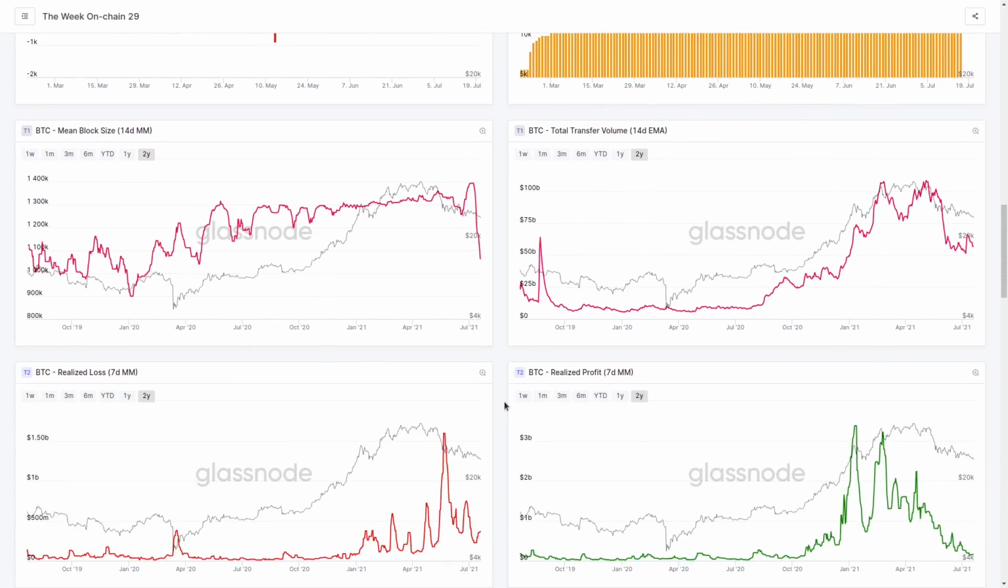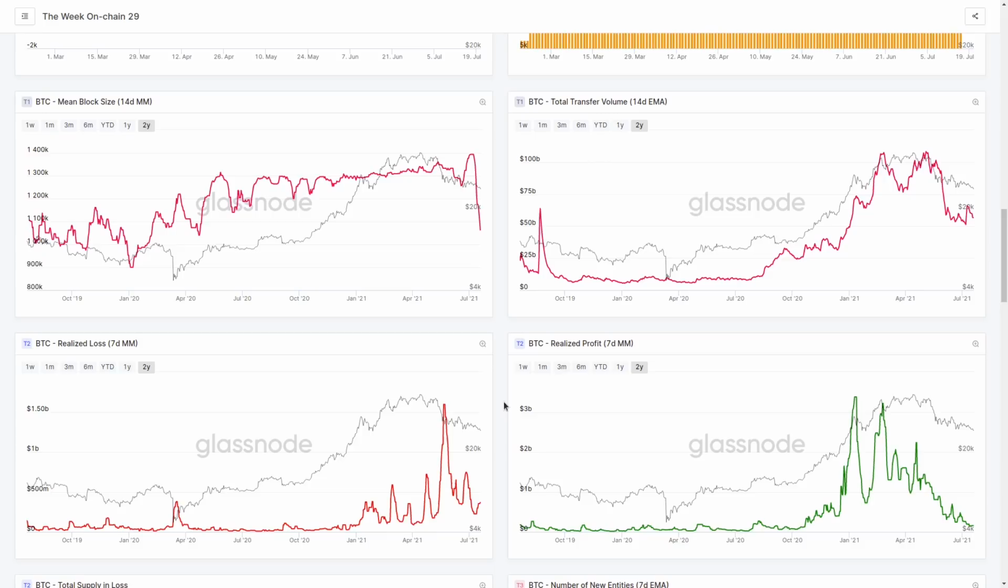So that's the institutional demand side. We're now flipping over to look more at the overall on-chain activity and what's going on the network itself as a settlement layer. Now, we've seen very, very quiet activity. We can see here in our mean block size, this is taking a 14-day median. So this is the typical value or the middle value of how much data is in each block.